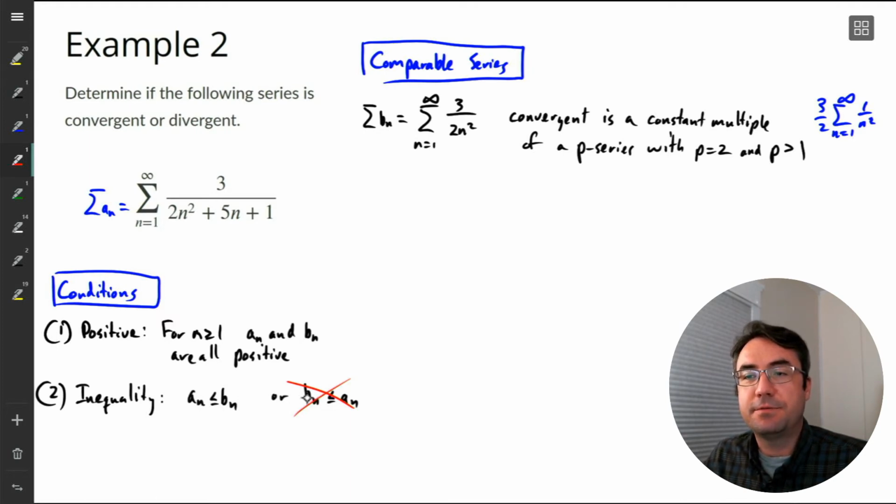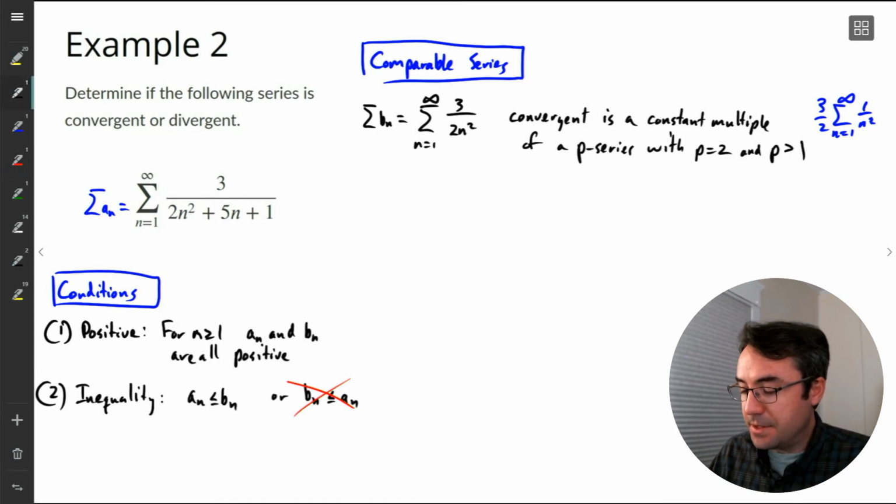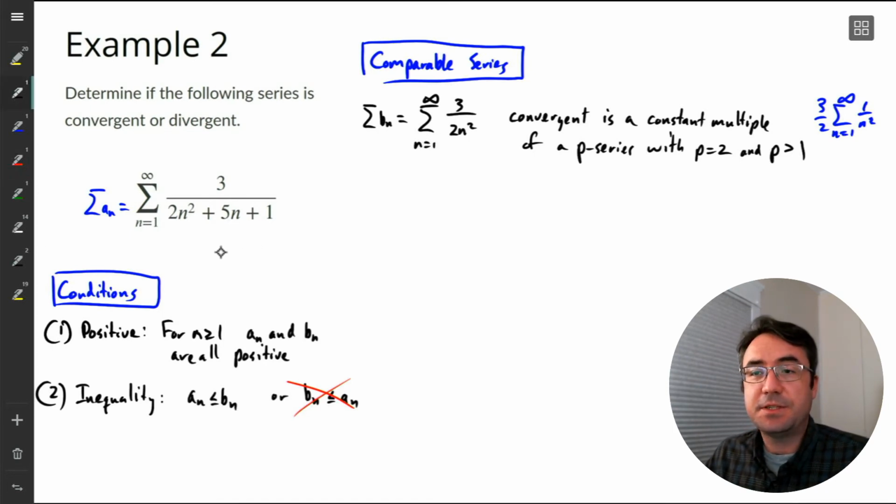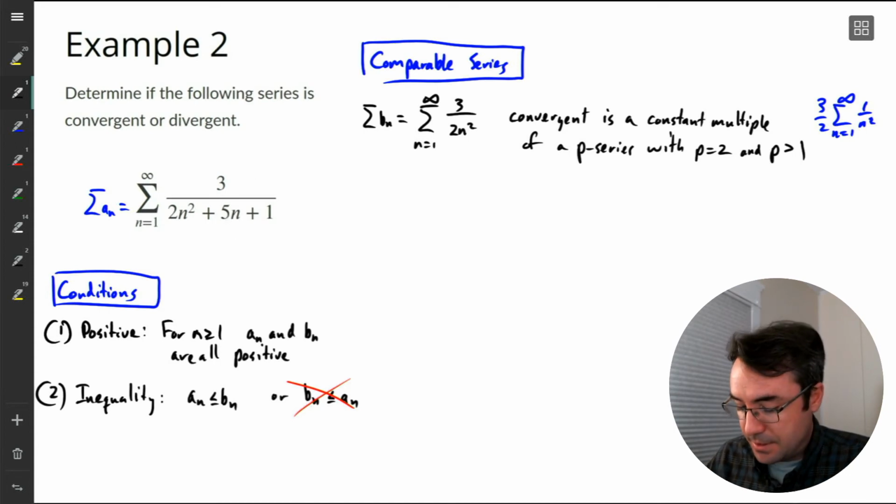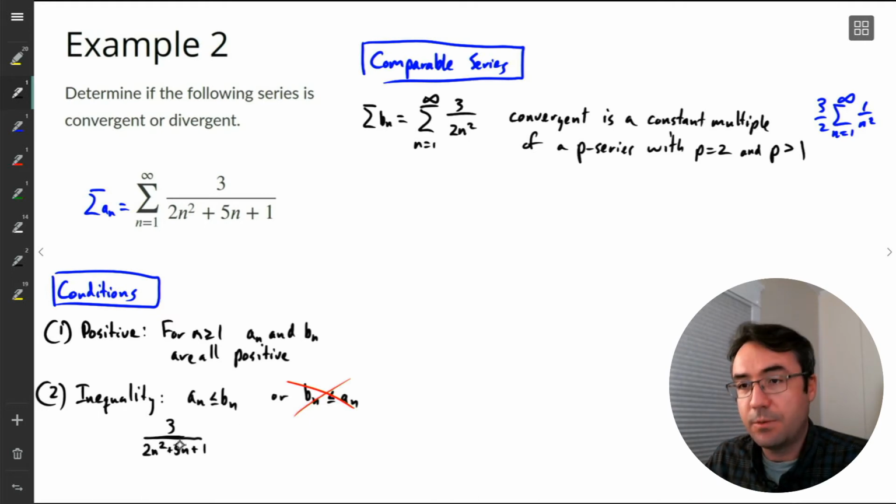So there, you kind of have 2 choices. You have to show the right inequality. The correct inequality to show here is that an is going to be less than or equal to bn. And how you can do this is really start with what you want. So let's start with our an term. This is 3 over 2n squared plus 5n plus 1. Start with what you want.